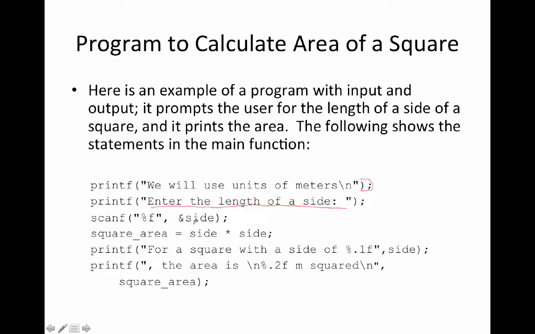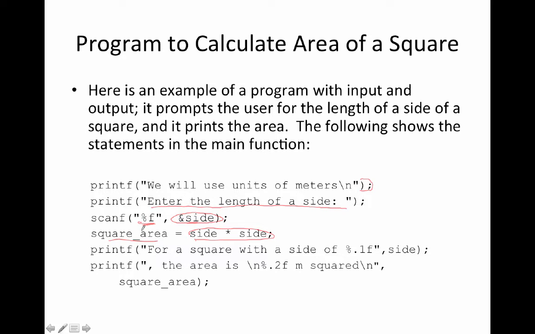And then we have a scanf that reads into a variable side, again reading into the address of side. And in this case, the control string specifies that this is a float variable. Then we're going to calculate the area of the square, side times side, and store that in another variable.